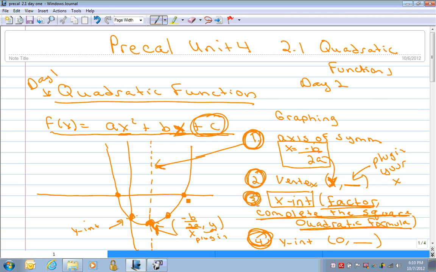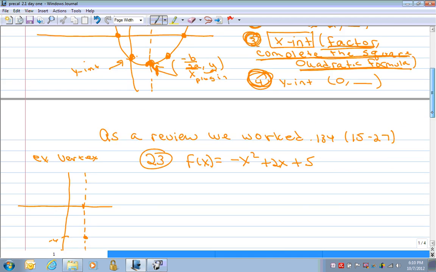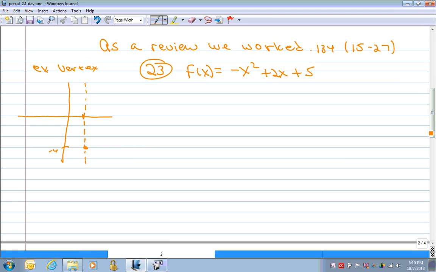If you did not do all the problems 13 through 27 odds, you really want to make sure that you've done those and practice those because you will have graphing on the test. All right, let's go ahead and work an example. We're going to work number 23 because it's a little tricky.